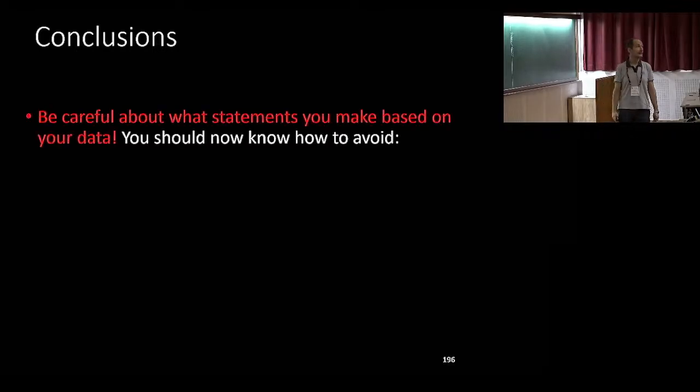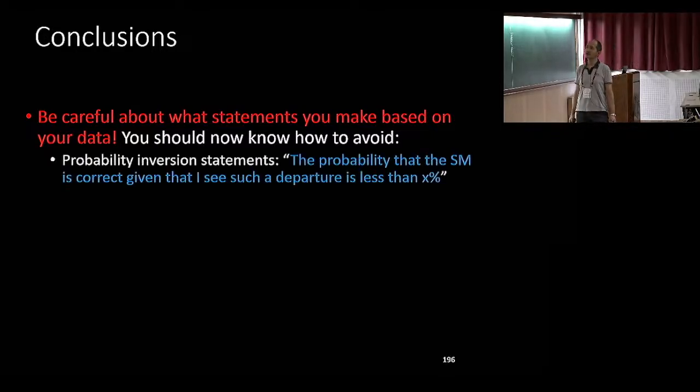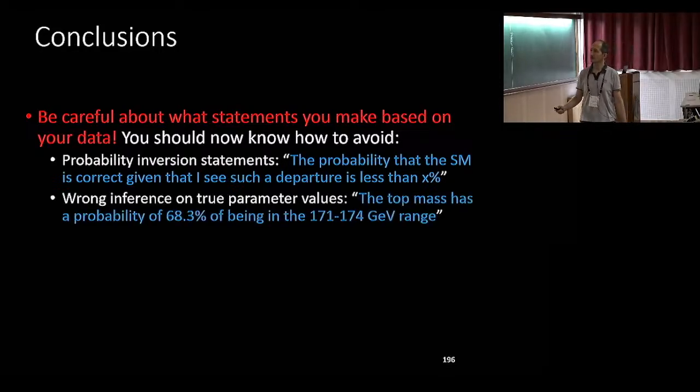And now you can certainly appreciate that you should be careful about the statements that you make. So who talks bad thinks bad, right? So avoid probability inversion statements. Don't say that the probability of the standard model being correct is such based on some data. Don't do that, please. And you could avoid now doing wrong inference on true parameter values. So this is similar, right? The top mass has a probability of 1 sigma of being in this range because I measured it to be between 171 to 174. Now that is one confidence interval. It doesn't have the properties of coverage that you are implying. All the confidence intervals have the property of coverage, but the top mass is either inside your interval or outside.